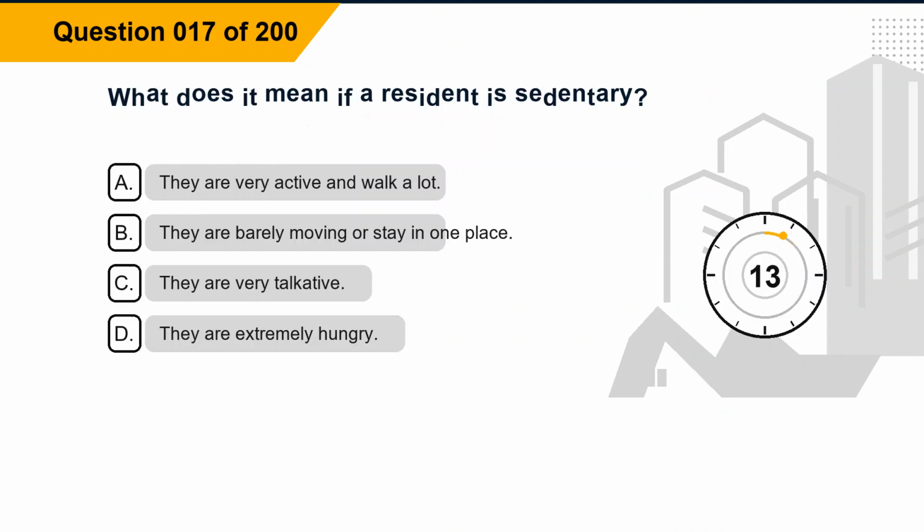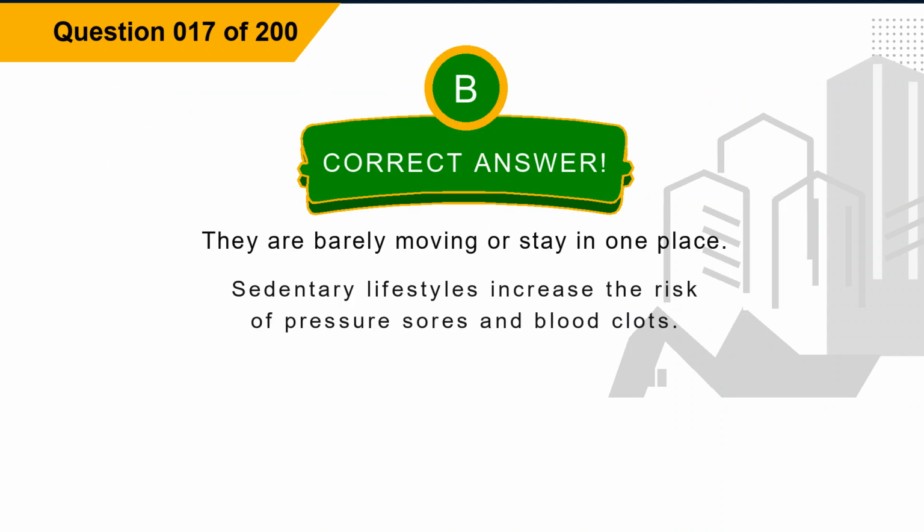Question 17. What does it mean if a resident is sedentary? Option A, they are very active and walk a lot. Option B, they are barely moving or stay in one place. Option C, they are very talkative. Option D, they are extremely hungry. The correct answer is option B, they are barely moving or stay in one place. Explanation. Sedentary lifestyles increase the risk of pressure sores and blood clots.